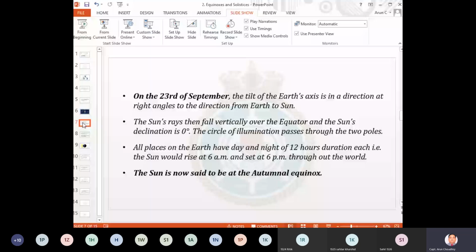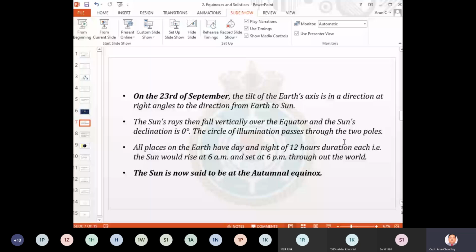So on 23rd September, the tilt of the Earth's axis is at right angle to the direction from the Earth to the Sun. The sun rays will then fall vertically over the equator, and the sun's declination is 0. The circle of illumination passes through the two poles. That means both the poles are having equal light, north and south pole both.